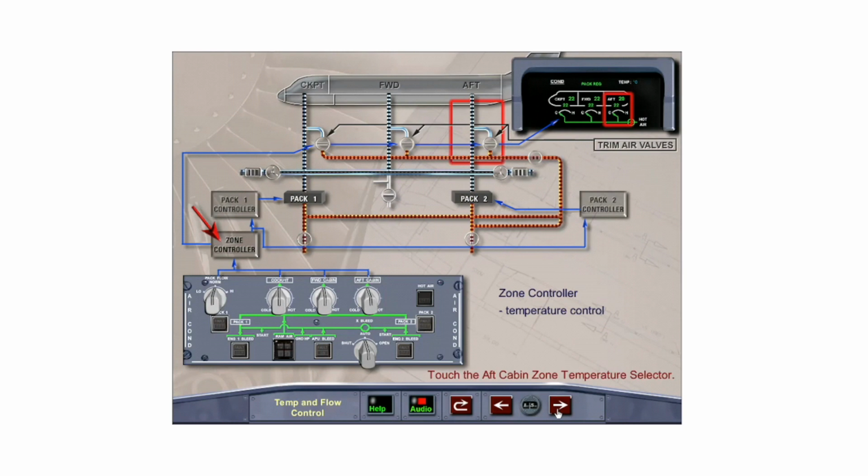The zone controller regulates the temperature of the three zones by sending signals to the pack controller and trim air valves. The zone controller uses temperature selector position and cabin temperature information to regulate the pack output temperature and optimizes it with the trim air valves. If more heat is required in a zone, the trim air valve will open to add hot bleed air to the pack conditioned air. Touch the aft cabin zone temperature selector to increase the temperature in the aft cabin.